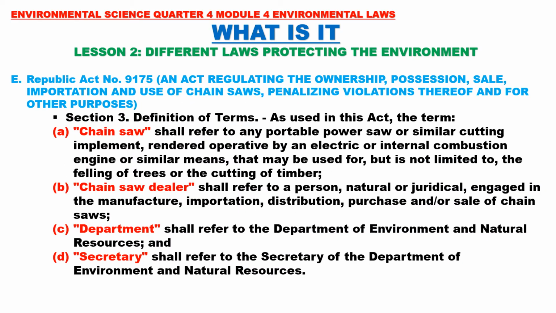Section 3 gives us the definition of terms. Letter A. Chainsaw shall refer to any portable power saw or similar cutting implement rendered operative by an electric or internal combustion engine or similar means that may be used for but is not limited to the felling of trees or the cutting of timber. Chainsaw dealer shall refer to a person, natural or juridical, engaged in the manufacture, importation, distribution, purchase, and/or sale of chainsaws. Department shall refer to the Department of Environment and Natural Resources, and Secretary shall refer to the Secretary of the Department of Environment and Natural Resources.